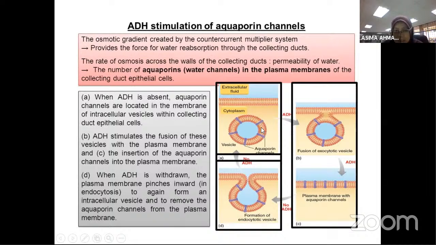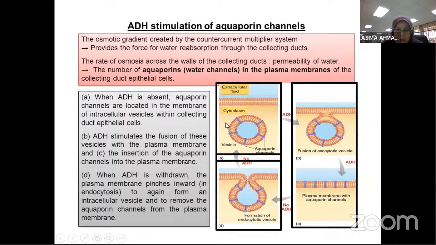So you can see this vesicle containing aquaporins here. Where does it sit? It sits inside the cell, in the cytoplasm of the epithelial cell. And then when ADH is present, ADH stimulates the fusion of these vesicles with the plasma membrane. So when ADH is present, these vesicles will be stimulated to move towards the plasma membrane and fuse with the membrane.